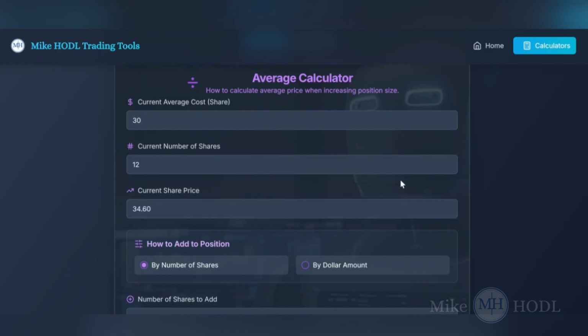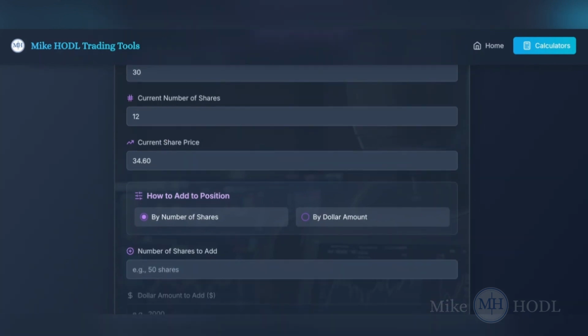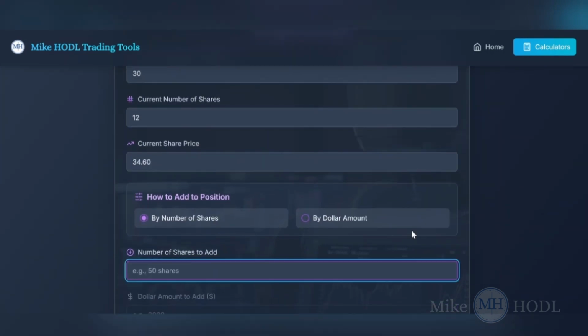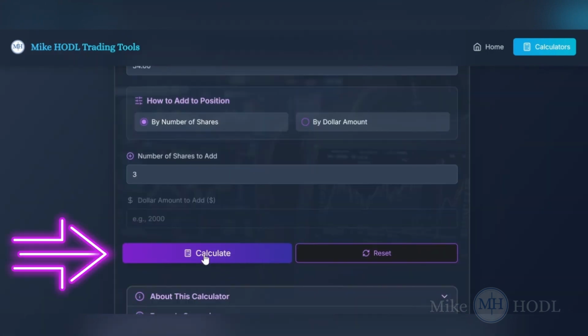Okay, so we'll go with $30 per share. We have 12 shares for this example, and the current price for this example is $34.60, current share price. First, we'll look at adding by number of shares. How many shares do we want to add? We're thinking about adding maybe 3 shares. That's what we can afford for this example. That's what we'll use. Then you press Calculate to get your trade details.